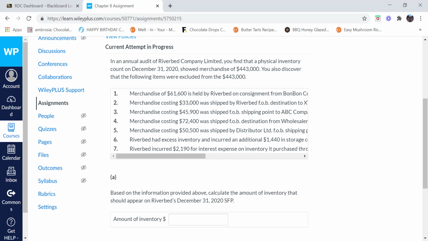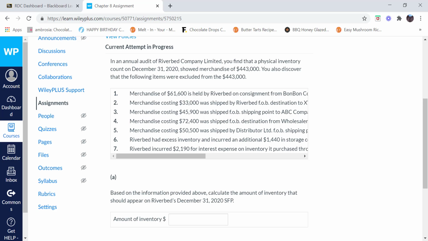So consignment, we took in revenue, FOB destination and shipment, again, just follow the dates and follow whether we shipped or they shipped. But essentially there's stuff in transit, and if it should be our inventory, we need to add it in. So that's 2, 3, 4, and 5, 6. The storage costs are never part of inventory, so you're not going to add that. And interest expense is not going to be part of inventory on normal payment terms.